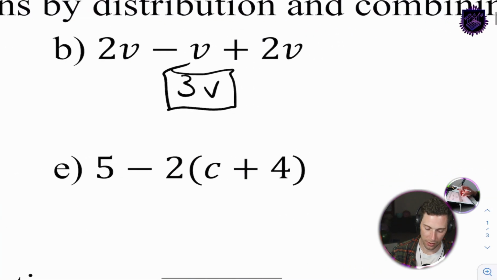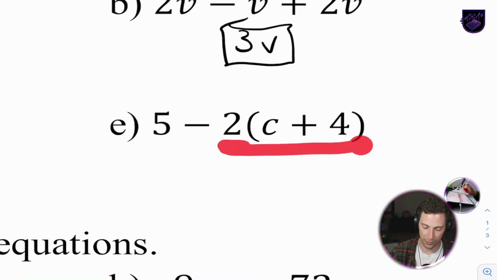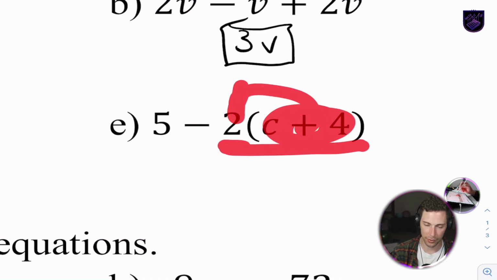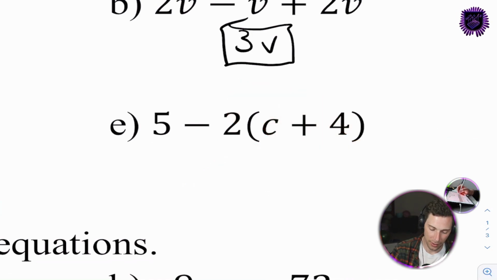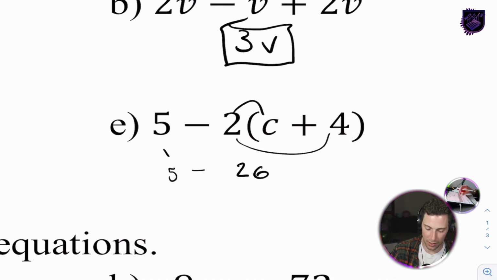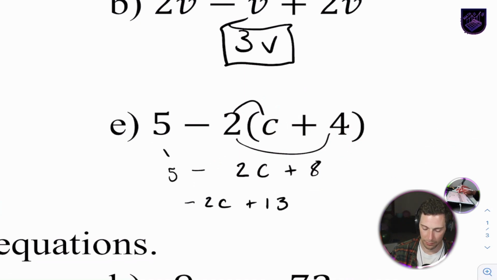All right, next question. Okay, so this one's got to go first, right? Do the things inside the brackets first, and this is part of that term inside the brackets. 2 times c and then 2 times 4. So it's going to be, drop down our 5, 5 minus 2c plus 8. So we can combine the 5 and the 8 here, and that's going to be negative 2c plus 13. Yeah, negative 2c plus 13.